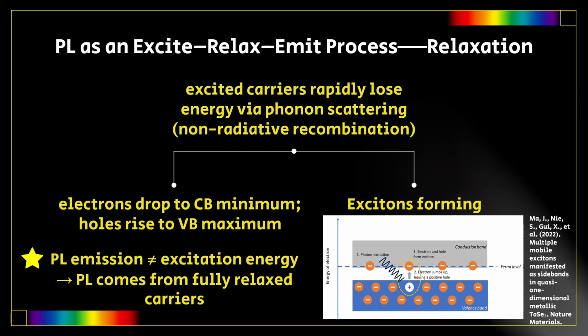Because of relaxation, PL emission occurs from the lowest available energy state, not from the initial excitation energy, and that's why the energy of PL light is always lower than the energy of excitation light.